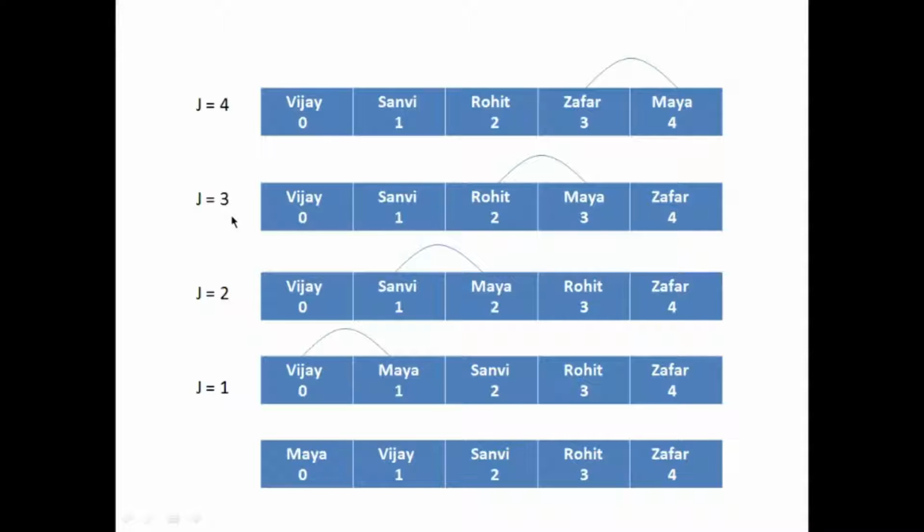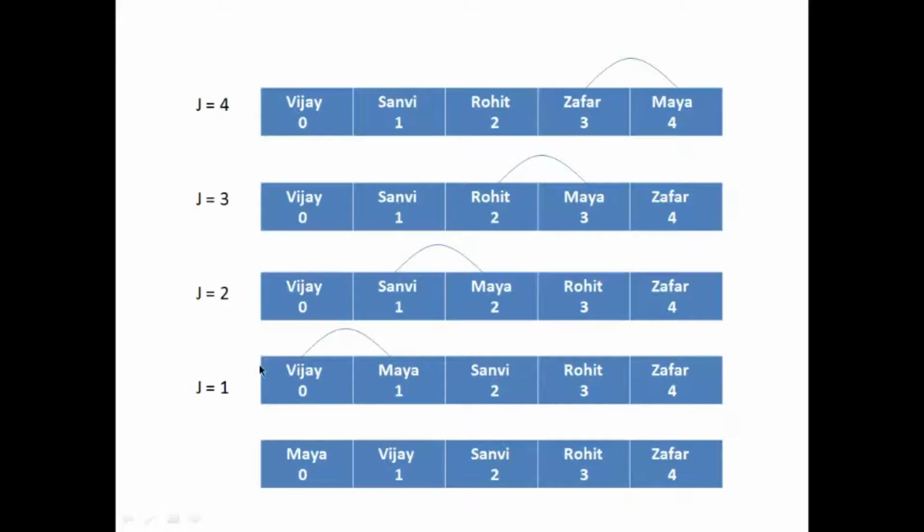Now j equals 3 will run, and this time it will examine these two. Similarly, it's going to examine R and M, and the letter which is smaller, that is M, is going to shift into that position. So one more shifting is going to take place. As you can see, Maya and Rohit have been shifted in the next step. Now similarly, j equals 2 and 1 are going to work, and at the end of this we're going to have this list.